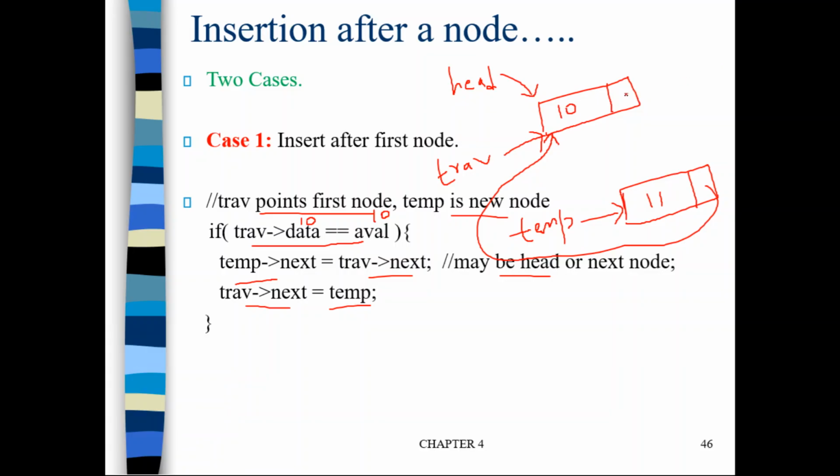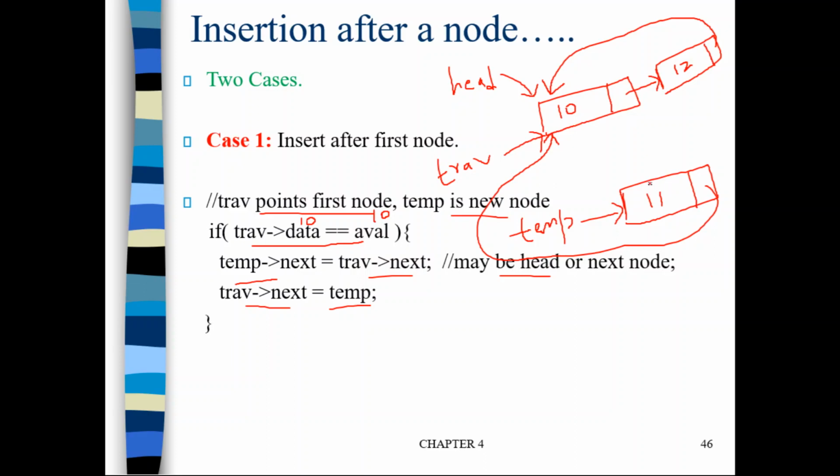Say here there is a node. Let us say that node is 12. Node 12's next is pointing to the first node. But we want to insert 10 after 11.